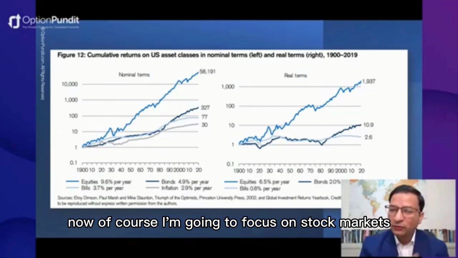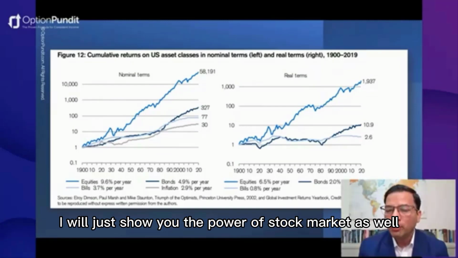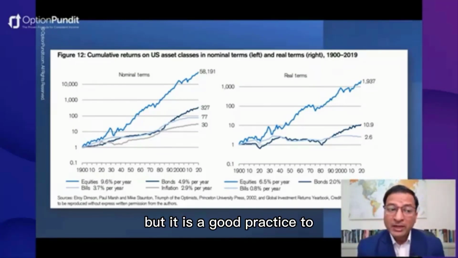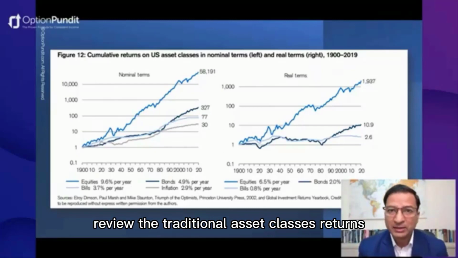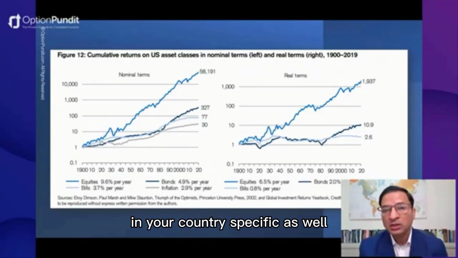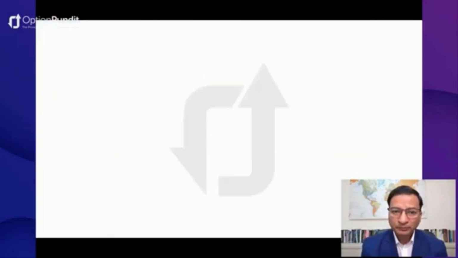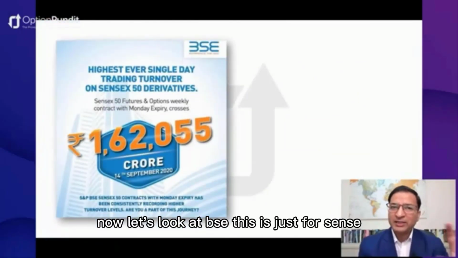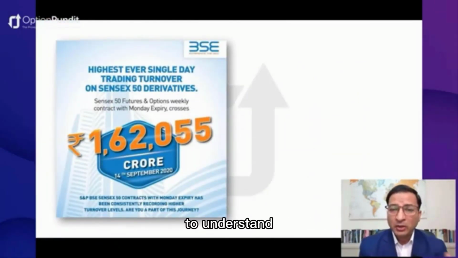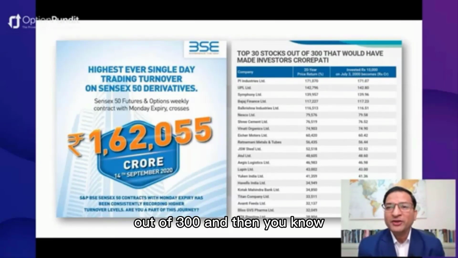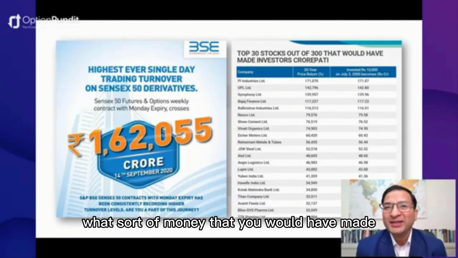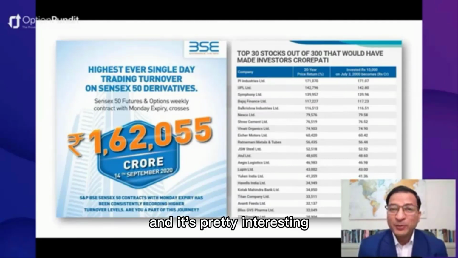Now, of course, I'm going to focus on the stock market, so I will just show you the power of the stock market as well. But it is a good practice to go through and review the traditional asset classes' returns in your country specifically as well. Now let's look at BSE. This is just for Sensex, to understand, if you look at the top 30 stocks out of 300, what sort of money you would have made. And it's pretty interesting.